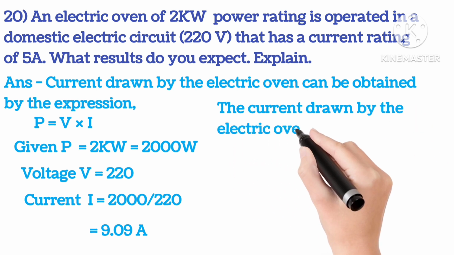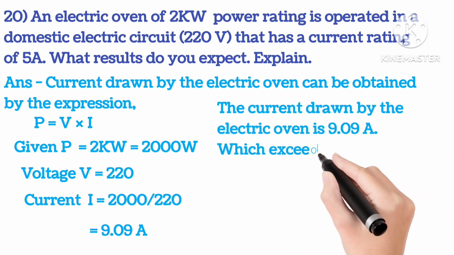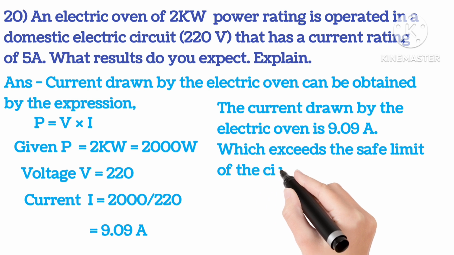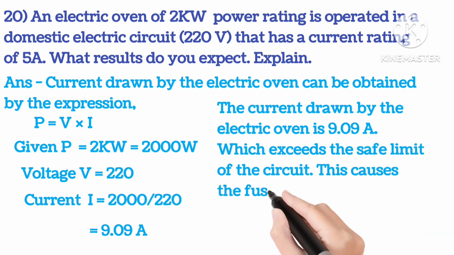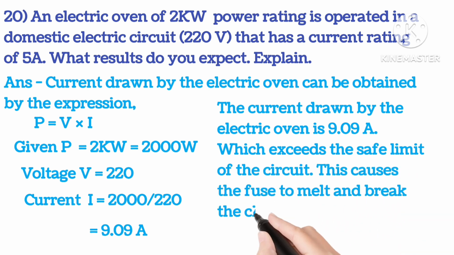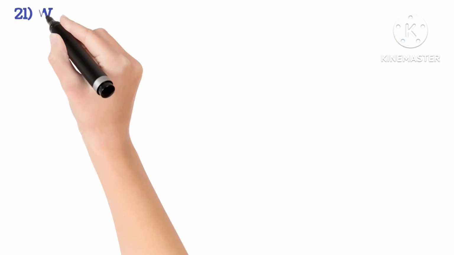The current drawn by the electric oven is 9.09 ampere, which exceeds the safe limit of the circuit, that is 5 ampere here. This causes the fuse to melt and break the circuit.